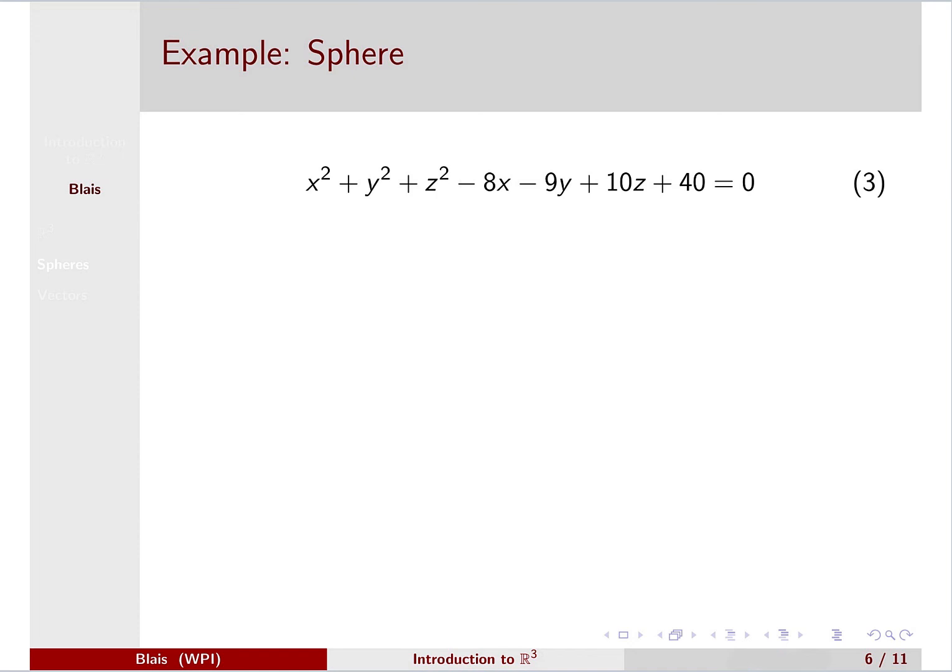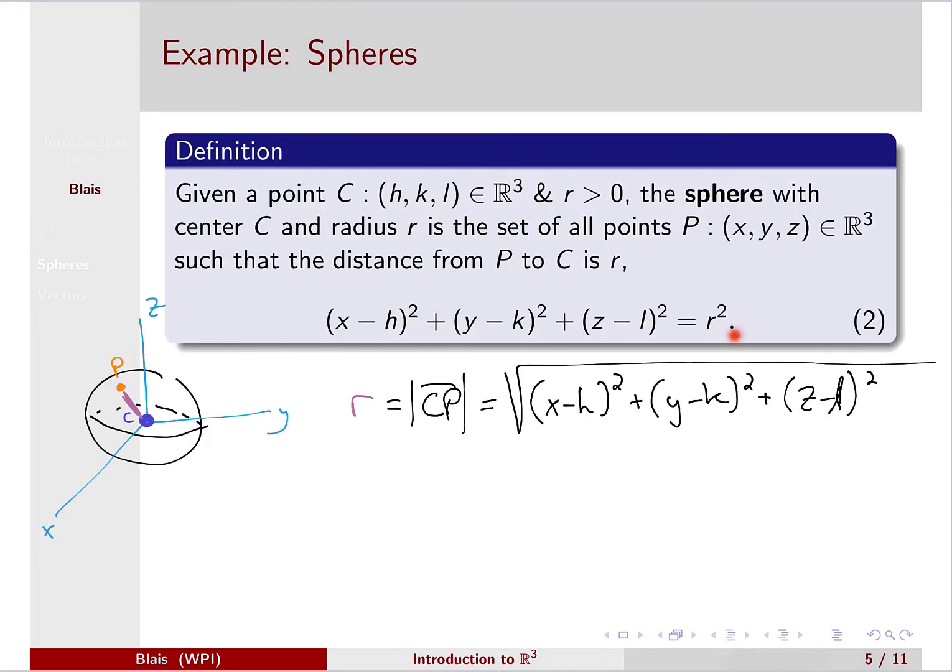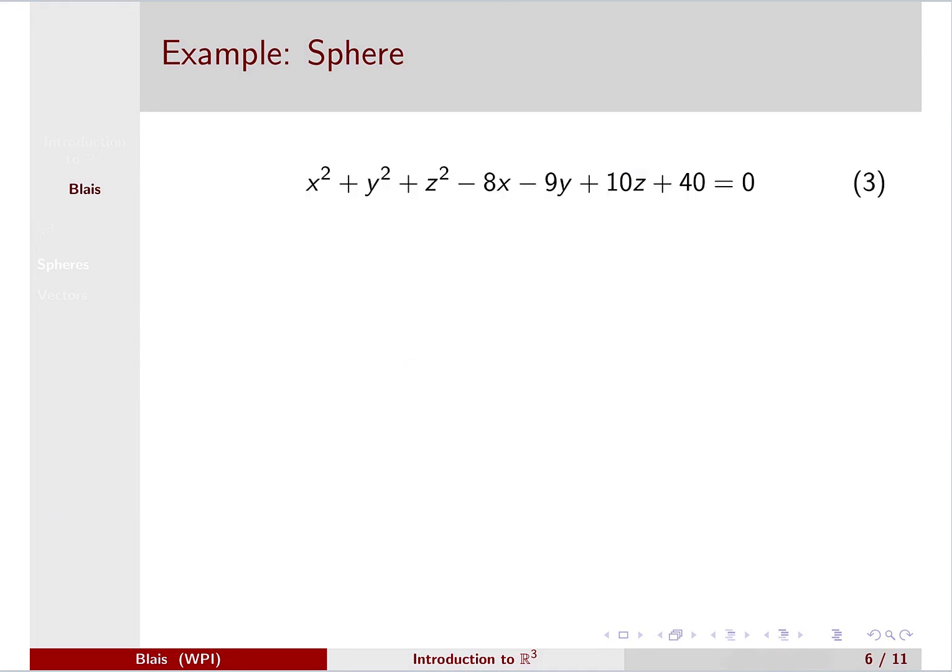In order to do that, we need to write this in the form that we had here in equation 2. We need to identify the center. And we can do that by completing the square in x and in y and in z. So recall, for completing the square, you need to identify your terms that are usually labeled as b. So in this case, our b1 term for completing the square in x would be minus 8. Our b2 term for completing the square in y would be minus 9. And our b3 term for completing the square in z would be 10.